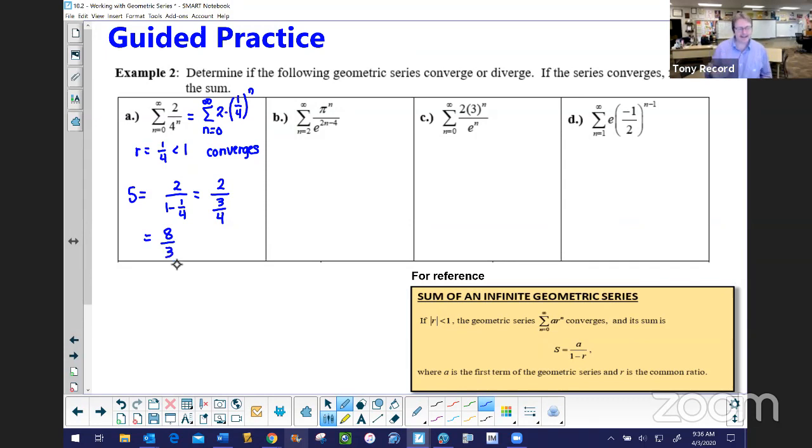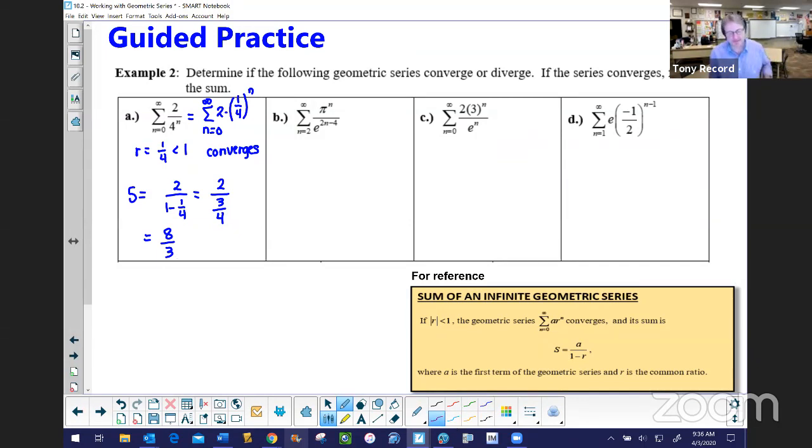If we take 2 over 4 to the 0, let's start with n equals 0, so 2 over 1, plus 2 over 4 to the first, plus 2 over 4 to the second, plus 2 over 4 to the third, and we keep doing that forever, we will converge upon this finite sum of 8/3. Let's take a look at part B.